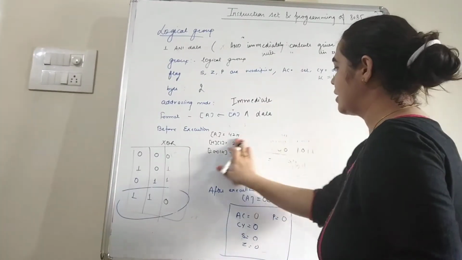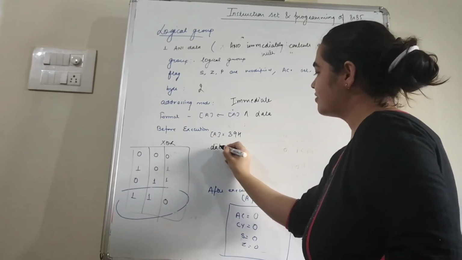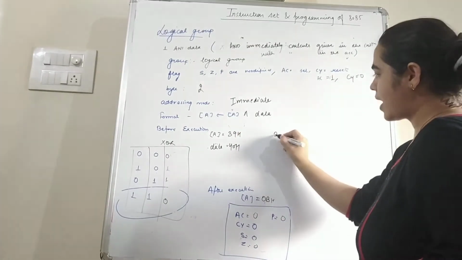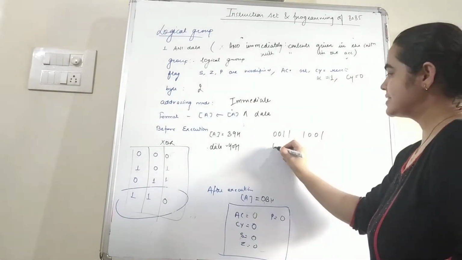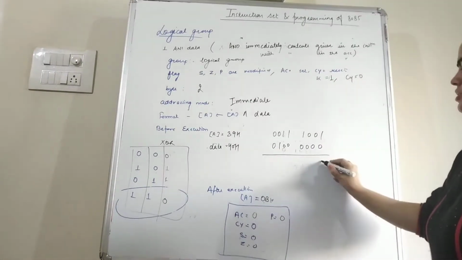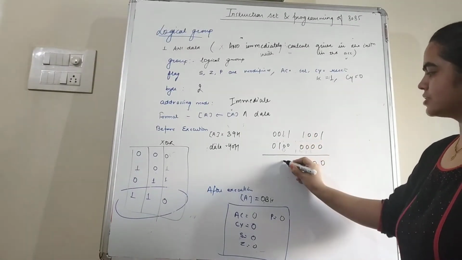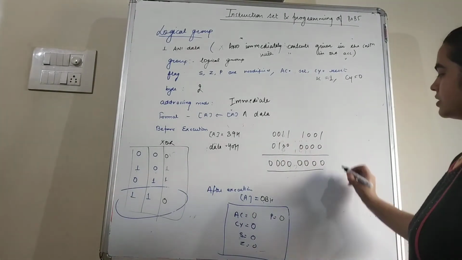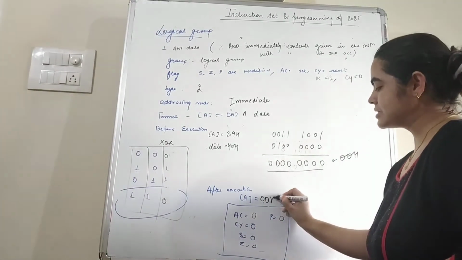So we can see it with the help of an example. Suppose in the accumulator we have value 39H and data we have 40H. Now students, initially we convert it into binary. So binary of 39 is 0011 1001, and for 40 it is 0100 0000. Now you can see, 1 and 0 is 0, 0 and 0, 1 and 0 is 0, 1 and 0 is 0, 1 and 0 is 0, 0 and 0. So after ANDing 39 and 40, the result is 00H. So in the accumulator now we have the value 00H.